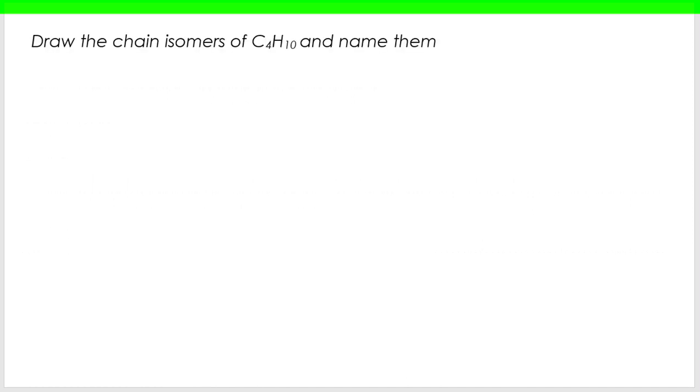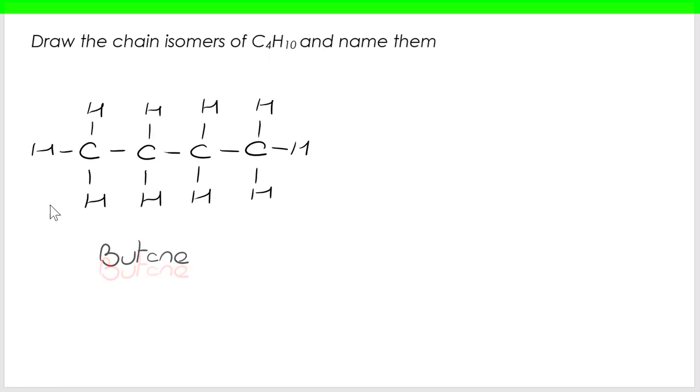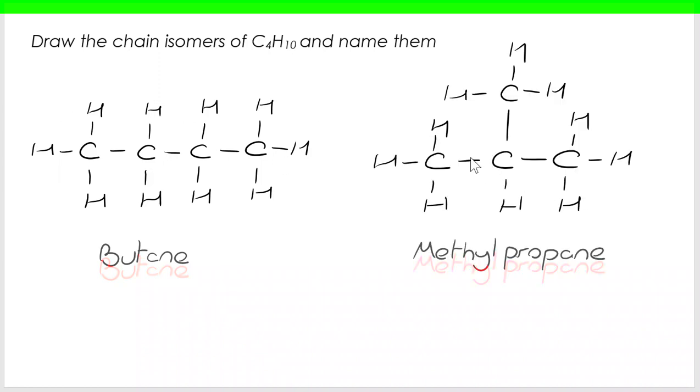So what would the chain isomers of C4H10 look like, and have a go at naming them. Now this is a duplication of an activity that was done in the previous series of videos. C4H10, the most immediate one, is butane. I can't have any others with 4 carbons in a row, but I can go down to 3 carbons in a row with 1 CH3 coming off the middle. So I've got methyl propane, and they are my 2 isomers of C4H10.